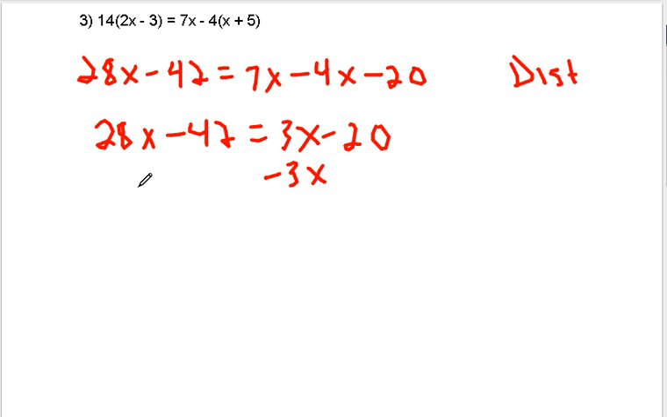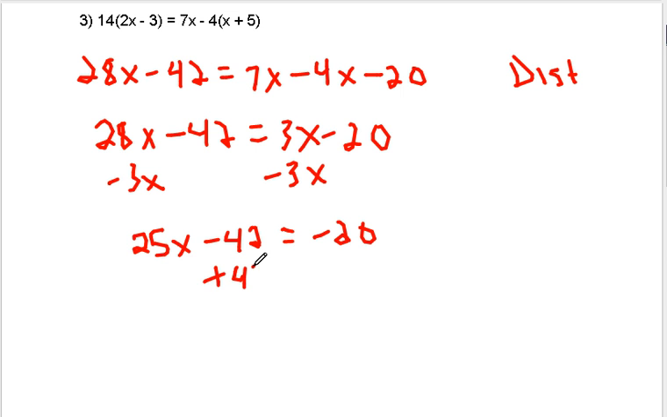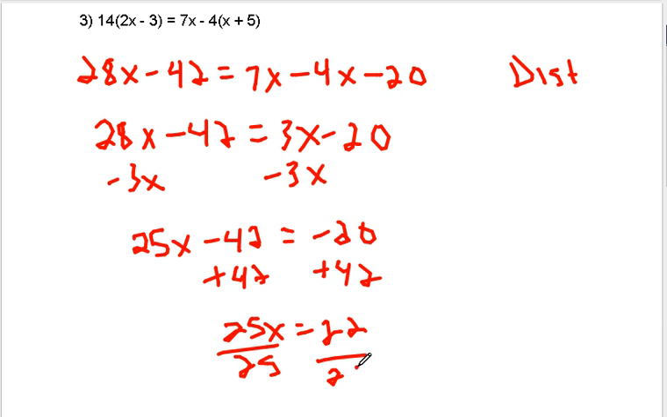I'm going to subtract 3x from both sides using the inverse and identity of addition. I'm left with 25x minus 42 equals negative 20. I'm going to add 42 to both sides using inverse and identity of addition again. 25x equals 22. Divide both sides by 25, using inverse and identity of multiplication. x equals, oh, ran out of time.